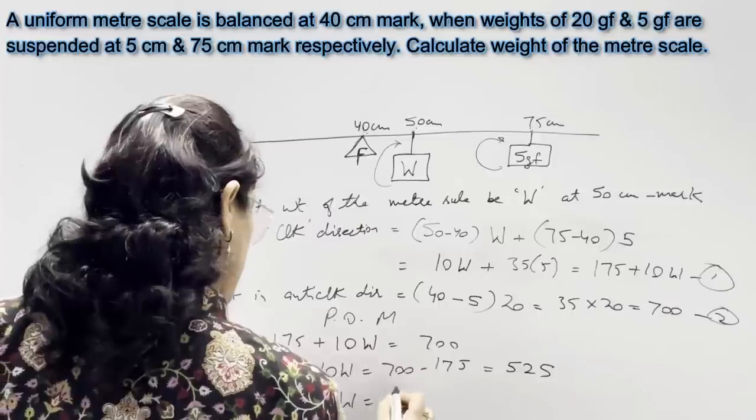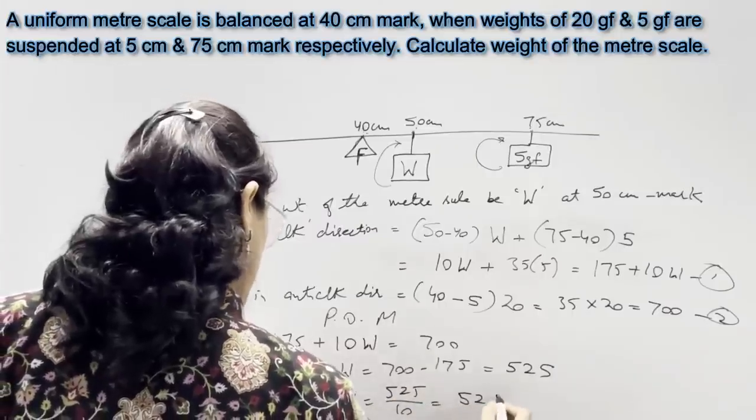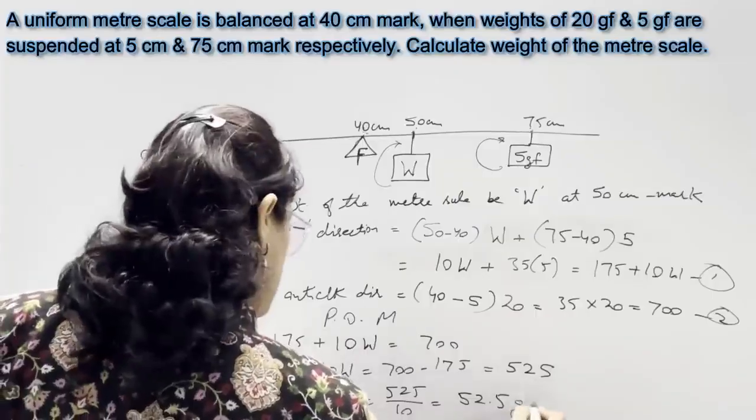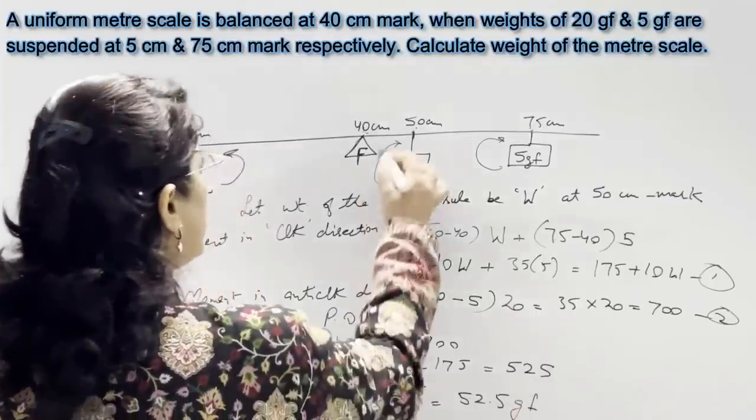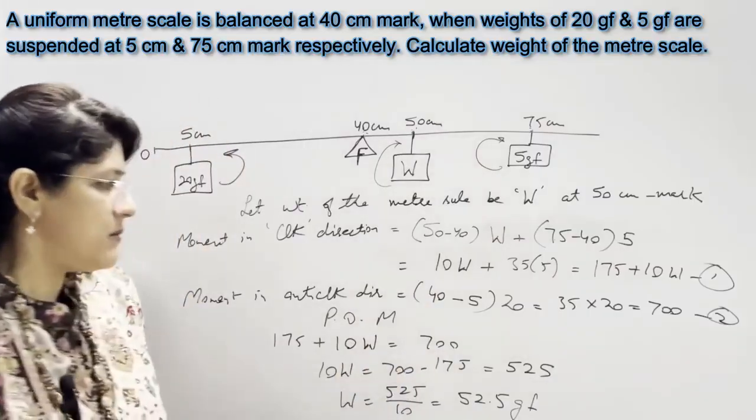So what is the value of W? It is 525 divided by 10. It means 52.5 GF is the weight of this meter scale, which should be present at the 50 centimeter mark.